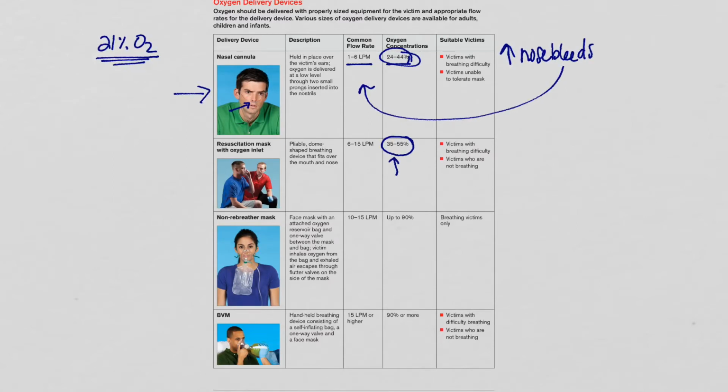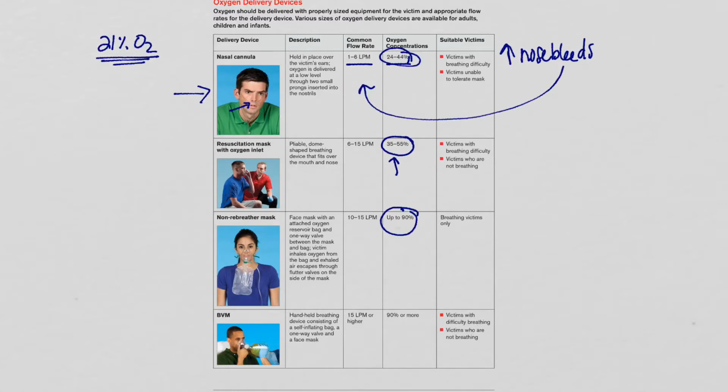The next delivery device that we have is the non-rebreather mask. One of the things that I really like about the non-rebreather mask is that oxygen will sit in this little chamber here. And then when they breathe in, it will be depleted. And as soon as they breathe out, more oxygen will fill in. Because oxygen is sitting here, one of the great things about the non-rebreather mask is that it is capable of delivering an oxygen concentration of up to 90%. So it's definitely ideal, right?